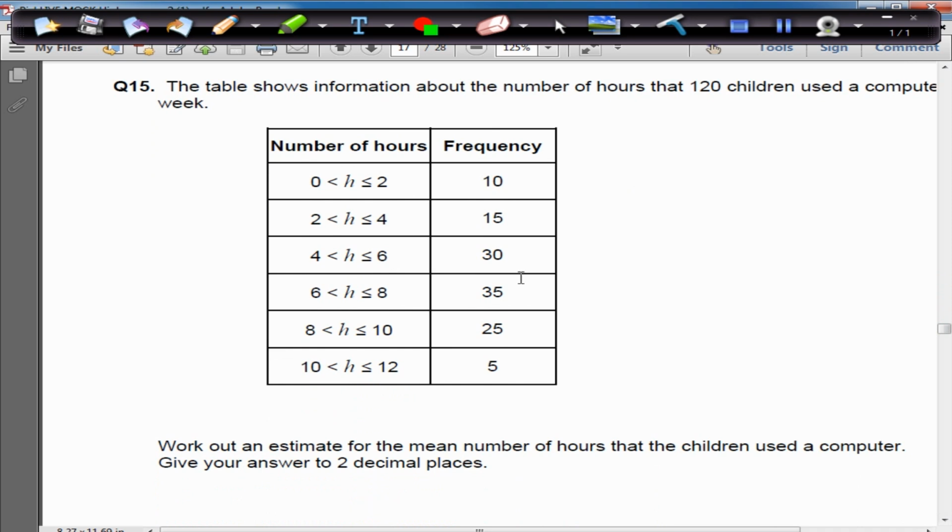Okay, the next question reads, the table shows information about the number of hours that 120 children used a computer. So we know that all of these numbers together add up to 120, because I told you that at the beginning. Work out an estimate. The word estimate does not mean guesstimate. For the mean number of hours that the children use the computer, give your answer to 2 decimal places. So this is called working out the mean of a grouped frequency table.